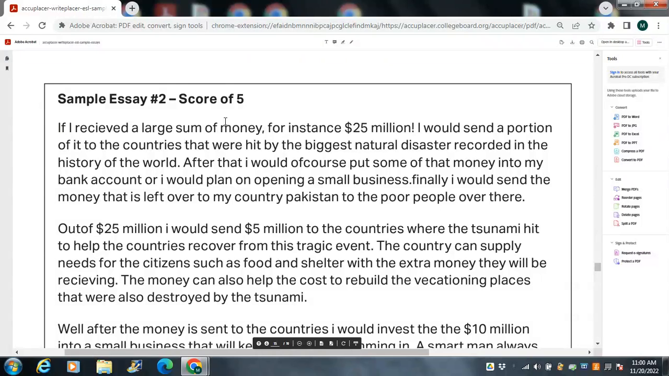It's a fragment, it's a dependent clause, and what needs to follow a dependent clause would be an independent clause or a complete sentence. However, in this case, the student used a comma and then just said, "for instance, $25 million." "For instance, $25 million" is not a complete sentence. "If I received a large sum of money" is also not a complete sentence. Both, this part, the dependent clause, do contain a subject and a verb. This is just giving us an example, and it should have a comma after it, and then the rest of the sentence should come. With that in mind, writers, the first sentence is a fragment.